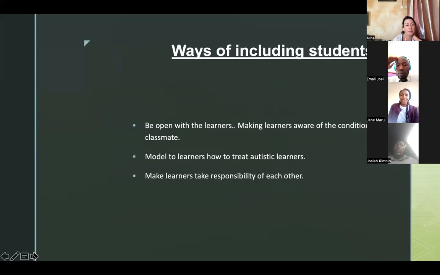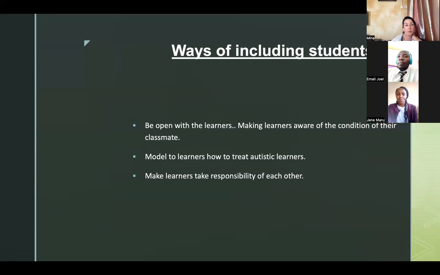And we're going to look at ways we can include other learners. I think basically it's exactly what everyone else has said. Make the learners aware, be a role model to the learners. How do we treat children with autism? And also learners take responsibility of each other. And this is very important because if they see something might be harmful for the children who are able differently, even the other students are able to be quick to respond to that, either by informing the teacher and also doing what is necessary.